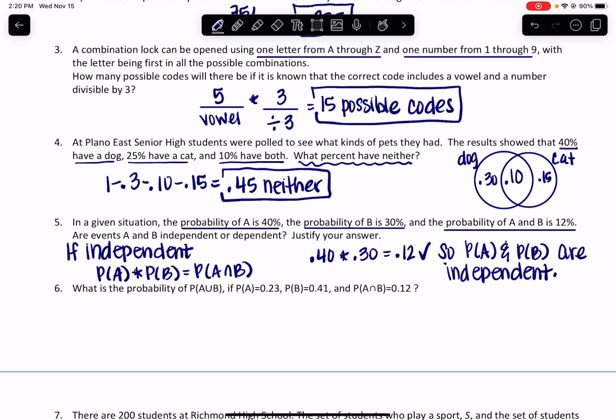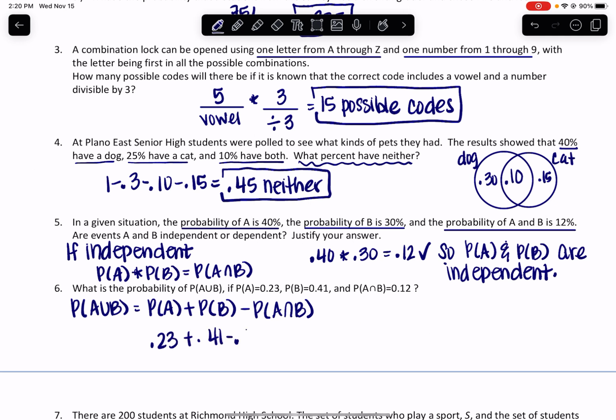What is the probability of the union if you have that information? Based off the definition, the probability of the union says probability of A plus probability of B minus their intersection. So that is 0.23 plus 0.41 minus 0.12, which is the union, which is equal to 0.52.